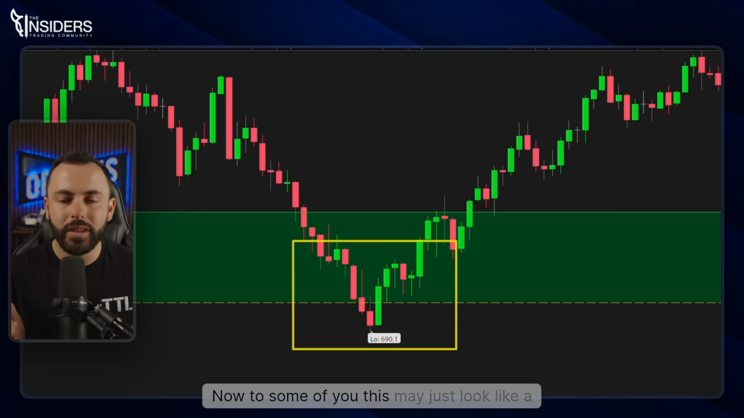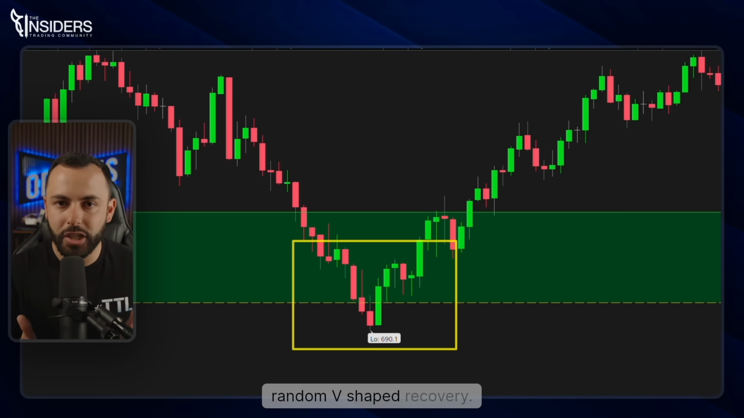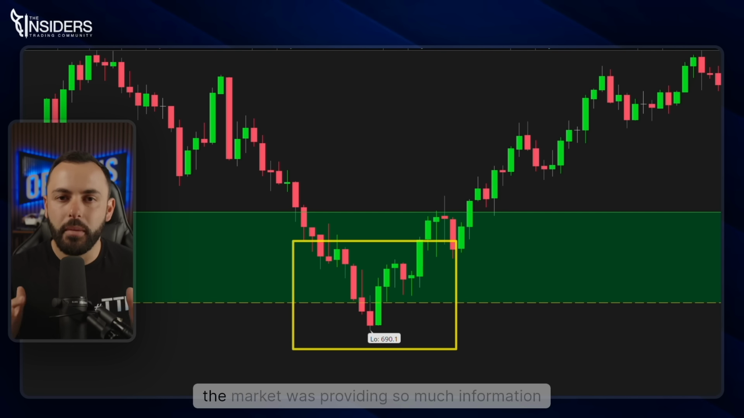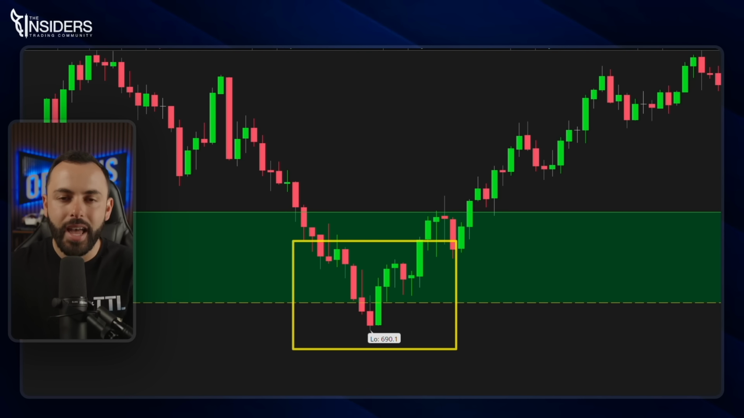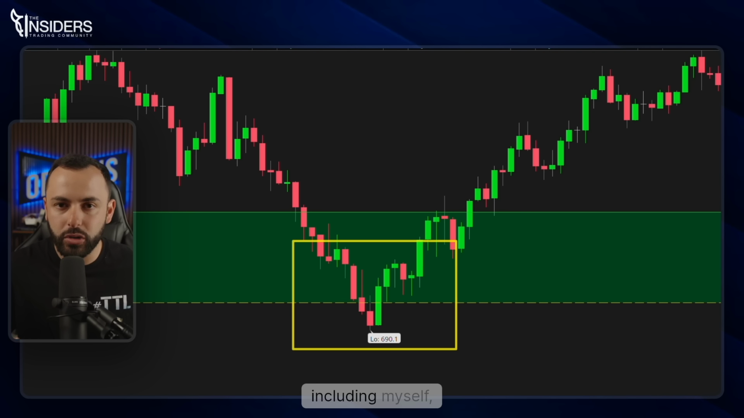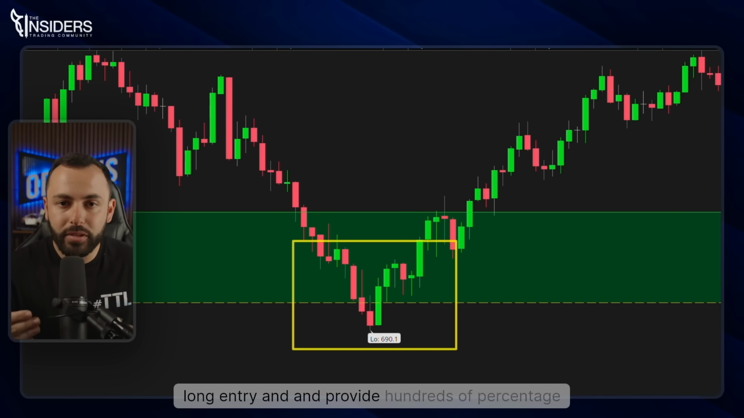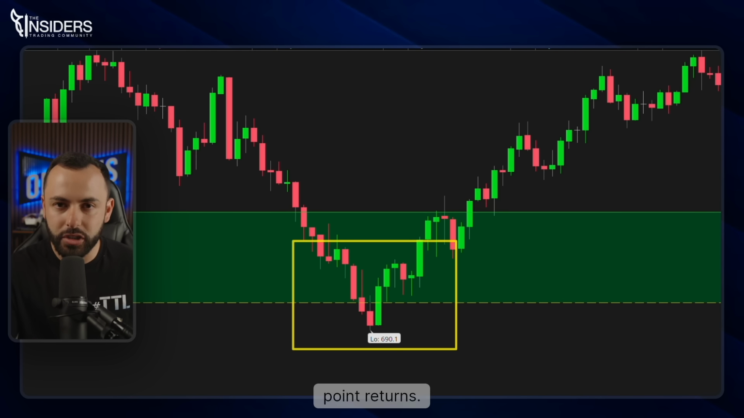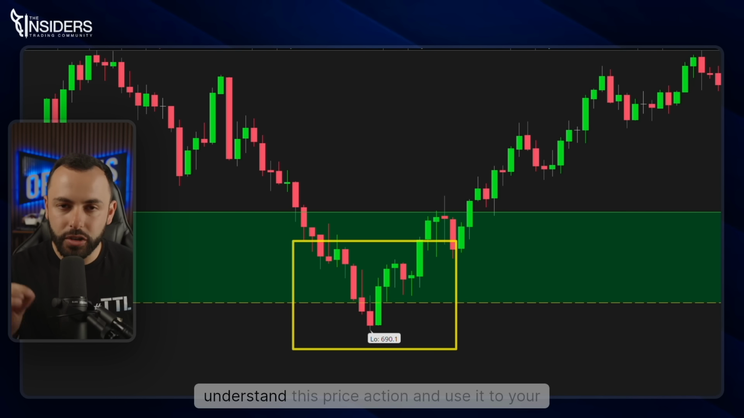Now, to some of you, this may just look like a random V-shaped recovery. However, the market was providing so much information at both this key level as well as through the price action that allowed a lot of people, including myself, to take the highest risk reward long entry and provide hundreds of percentage point returns if you are able to read this, understand this price action, and use it to your advantage.